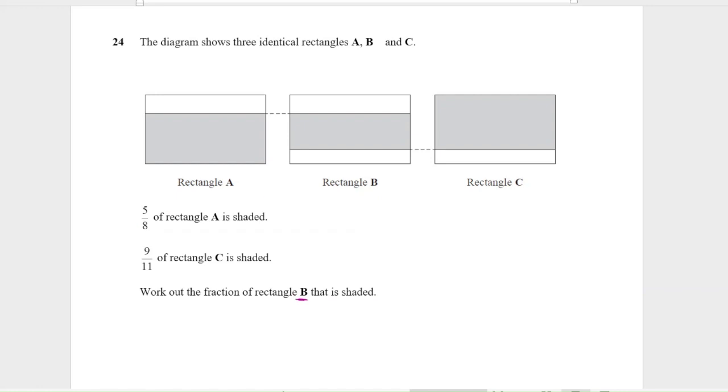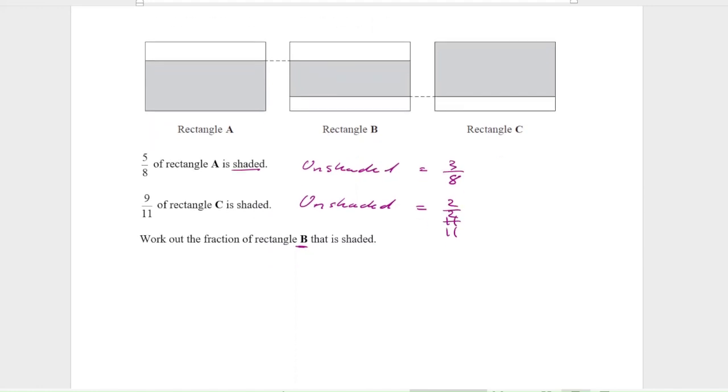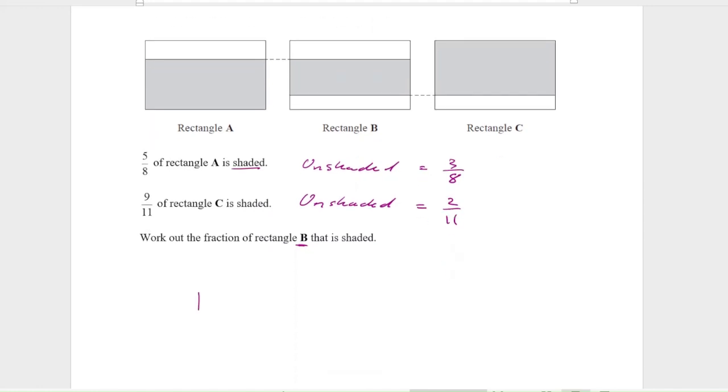Arguably the most straightforward way of doing this is to say if that's the fraction that's shaded, then the unshaded would be equal to 3/8. If that's the fraction that's shaded, then for that one we've got unshaded would be 2/11. So for rectangle B, what we really want to do is 1 minus the amount that was unshaded on the 2.